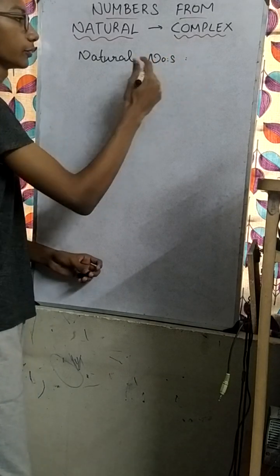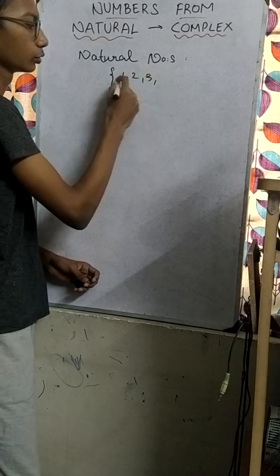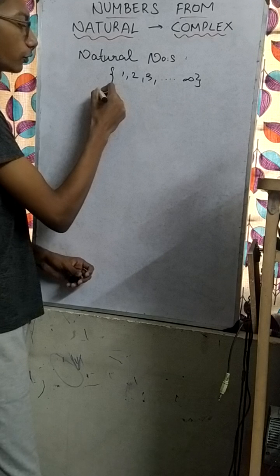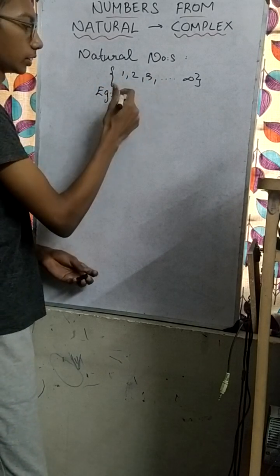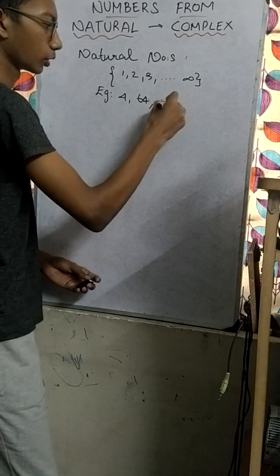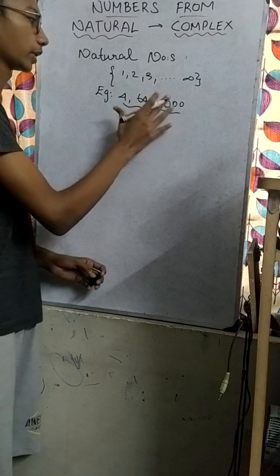The definition for natural numbers is that it starts from 1 and goes all the way up to infinity. So for example, we will have any number like 1, 2, 3. We take 4, we take 64, 1000. All these numbers are natural numbers. So this is the definition for natural numbers.